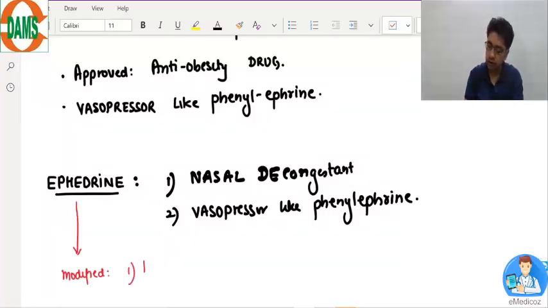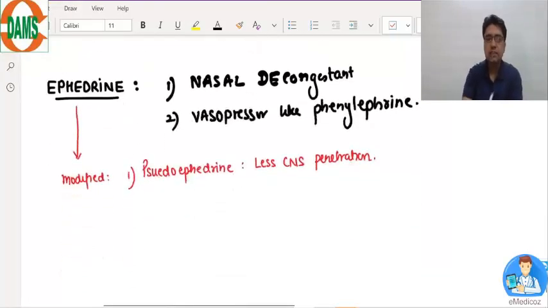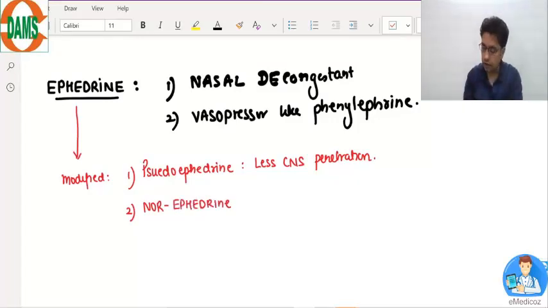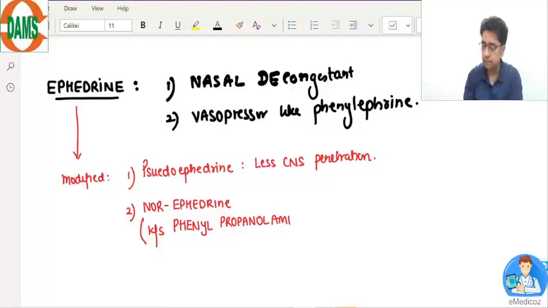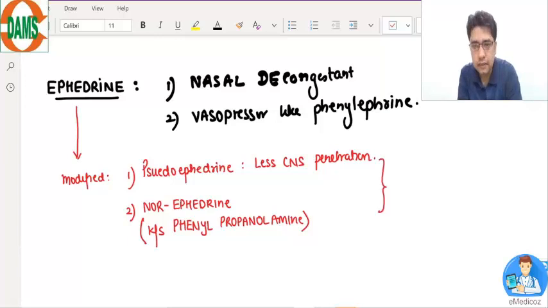Now, last point you will write that from ephedrine we modified it to form pseudoephedrine. You'll write it has less CNS penetration. Second, we made norephedrine. Norephedrine is also known as phenylpropanolamine. Okay. Now, these two drugs are also approved as nasal decongestants.